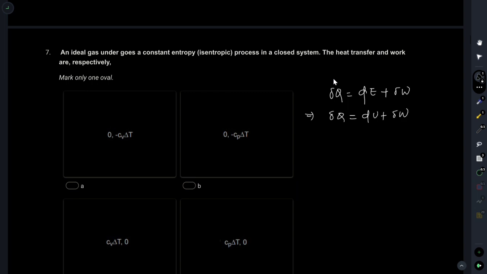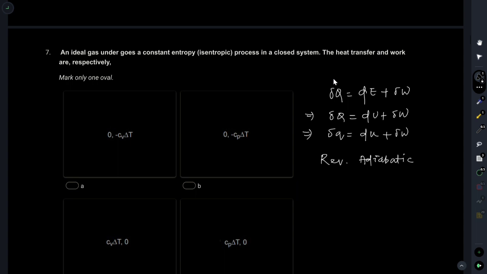Now if I write this equation in the form of energy per unit mass, then I can rewrite it as del q will be equal to du plus del w, right? So all these forms of energy which are there are in the form of joule per kg, or energy per kg.